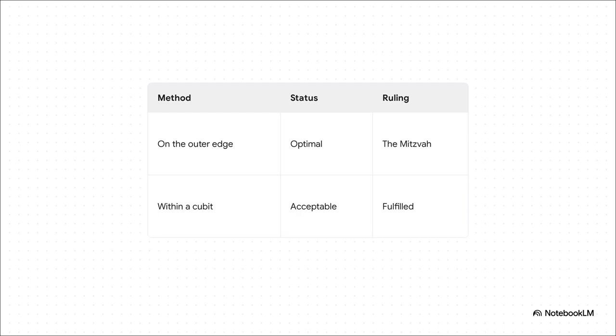And the resolution is just so elegant. The sages figure out that the Baraita, the new evidence, is describing the ideal way to perform the commandment, the A+ gold star method. The other opinion is describing what's still considered valid after the fact, what's good enough. So you aim for the perfect edge, but if you're off by a little bit, you still fulfilled your obligation. It's this incredible system that makes room for both perfection and practicality.